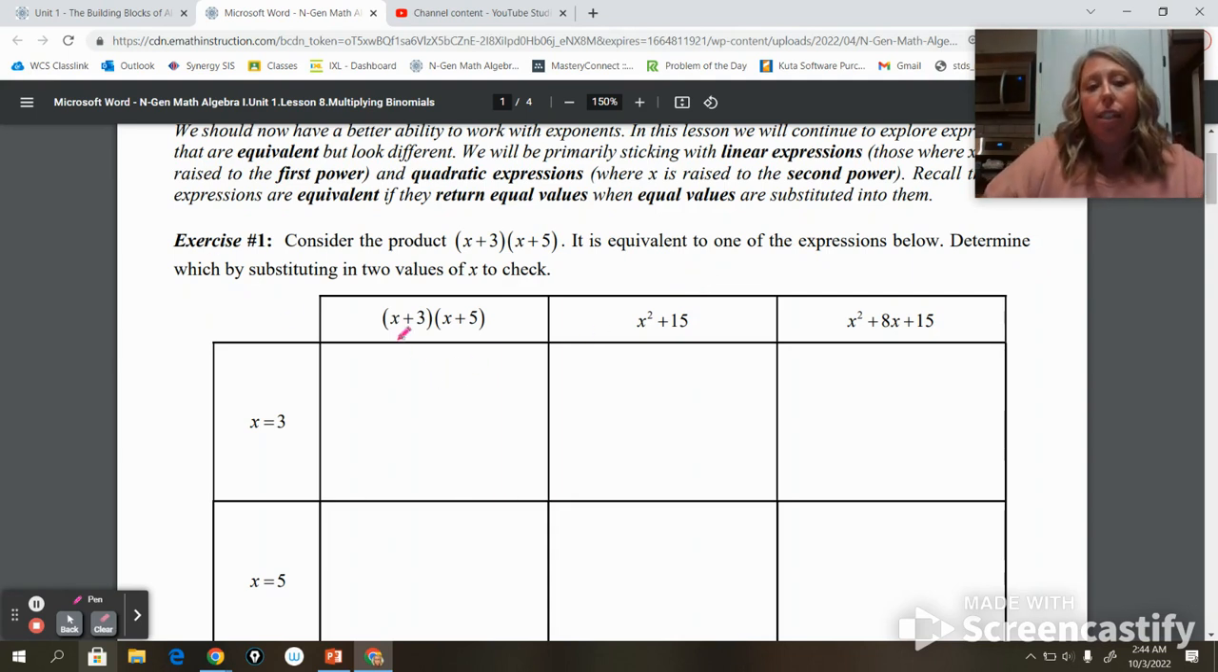So first up, exercise number 1 is a picture of why the multiplying binomials stuff works the way that it does. It has three expressions: x plus 3 times x plus 5, x squared plus 15, and x squared plus 8x plus 15. It wants you to use x equals 3 and x equals 5 to see which of these three are equivalent. So we're going to plug in 3 in place of the x's in each of these problems.